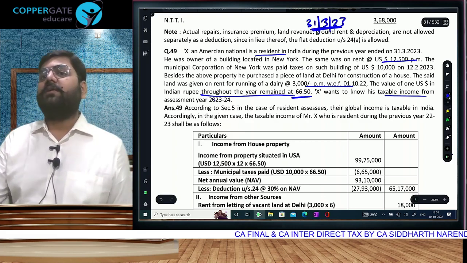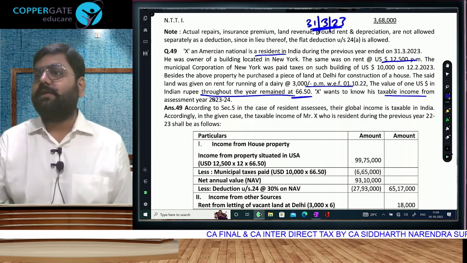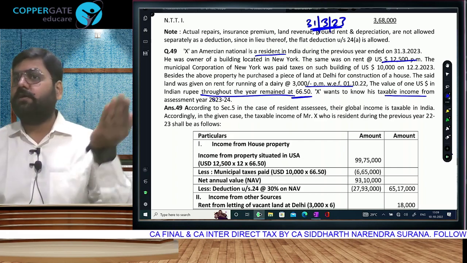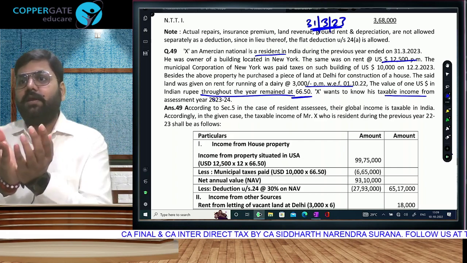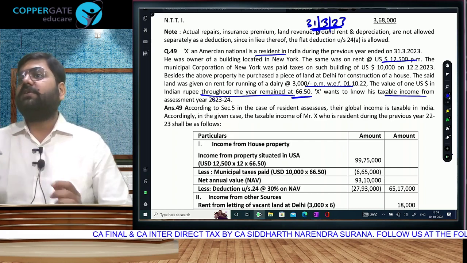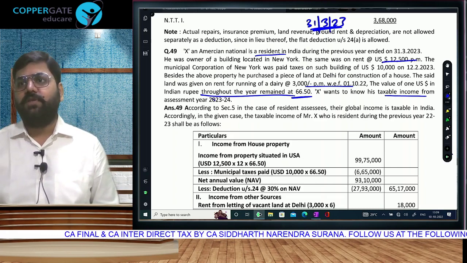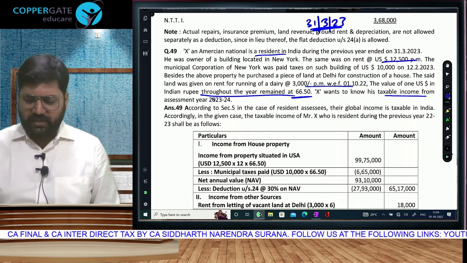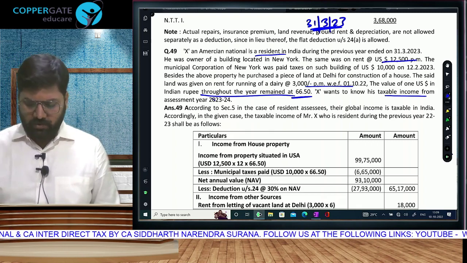For house property, it is the last day of the year's rate that is to be taken. Even if the rent was earned in April, May, June, July, it will be earned in foreign currency. Then you have to convert the full year's rent, and that conversion rate has to be taken from the last day of the year. For the full year it is 66.5, so it does not make any difference. Effectively, this 12,500 is going to be taxable.